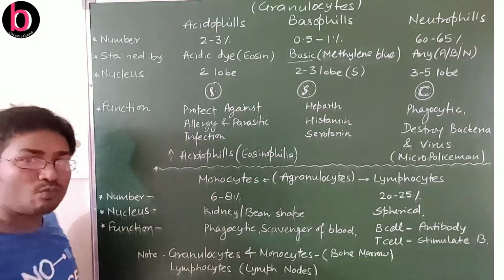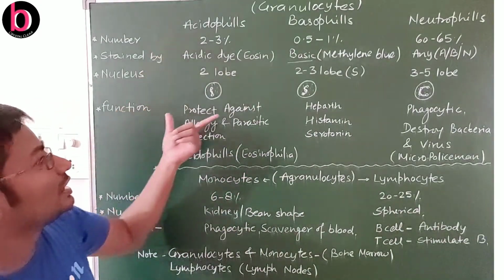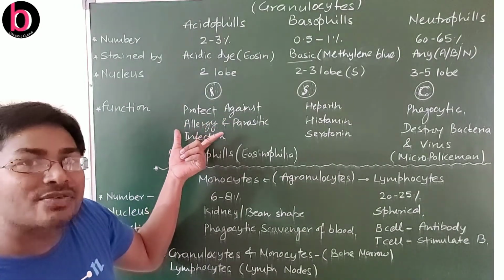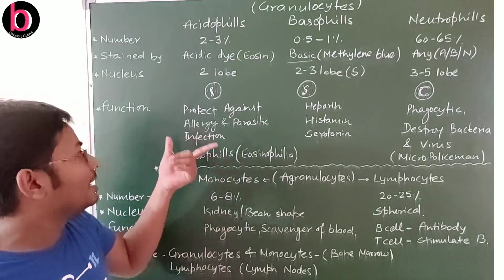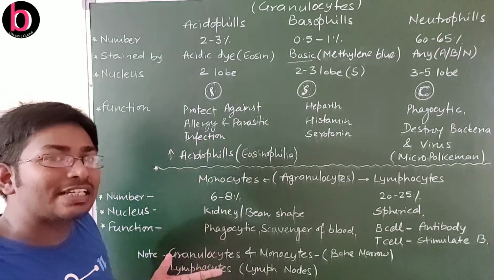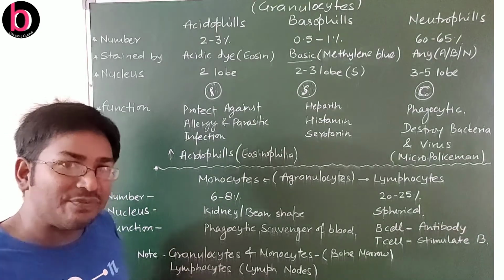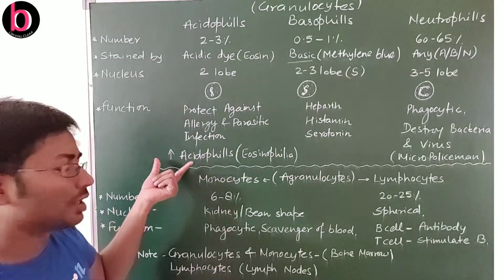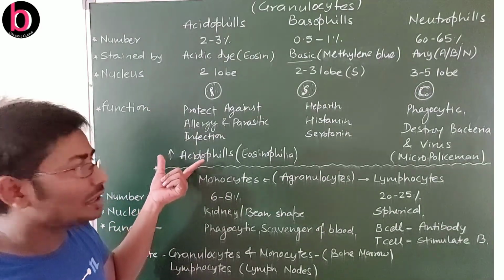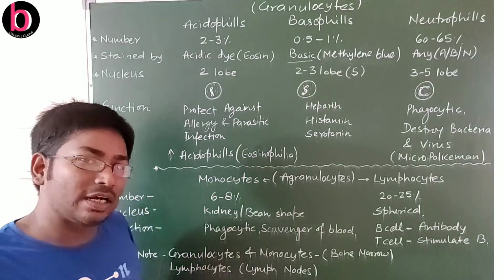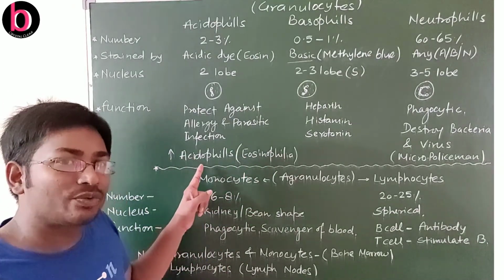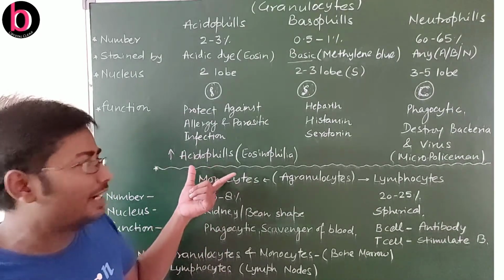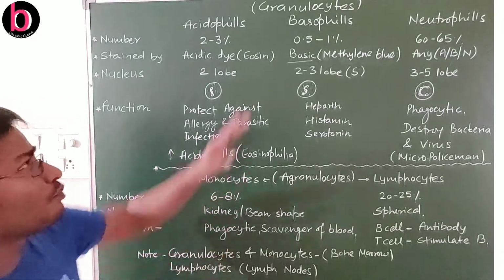Now about the functions. Acidophils are for protection against allergy as well as parasitic infections. When there are allergic disorders like asthma or hay fever, at that time a high number of acidophils is present in our body, and this increased count of acidophils is known as eosinophilia. The increased count of acidophils in total leukocyte count indicates infection, and this is known as eosinophilia.